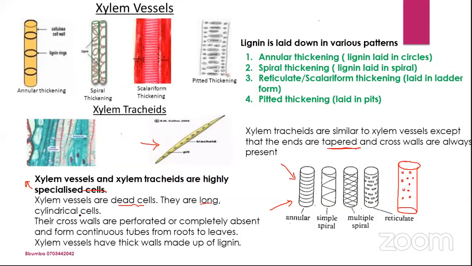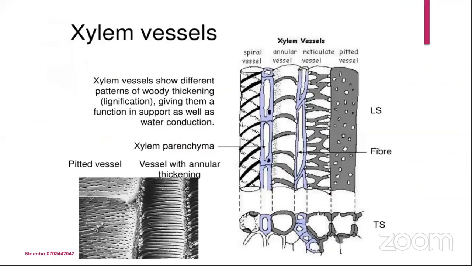They are long and cylindrical. Their cross walls are perforated or completely absent and form continuous tubes from roots to leaves. Xylem vessels also have thick walls made up of lignin. This is just a general description of them. I would have talked more about these thickenings, but you say that this is covered under histology, although many notes and many people cover them under the xylem tissue.